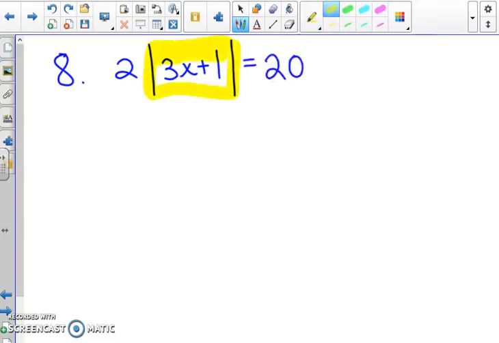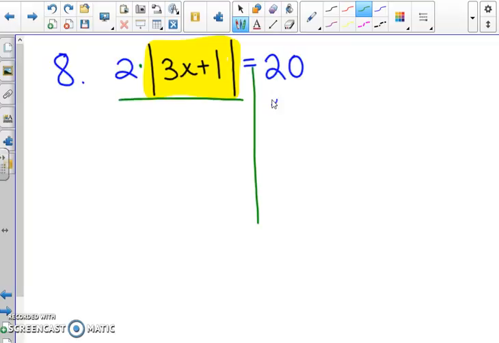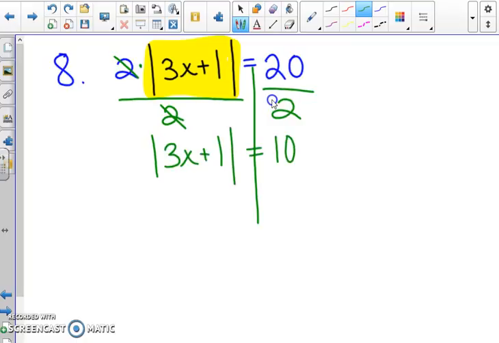So the absolute value of 3x plus 1 is what we need to isolate. Currently we have times 2, so we need to do the inverse of that. So the inverse of times 2 is divide by 2. So we're going to divide both sides by 2. Those cancel, and we're left with the absolute value of 3x plus 1 is equal to 10.